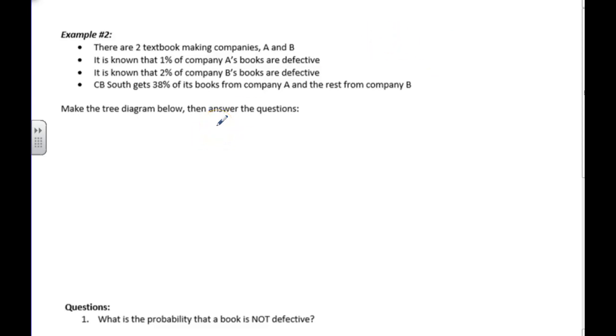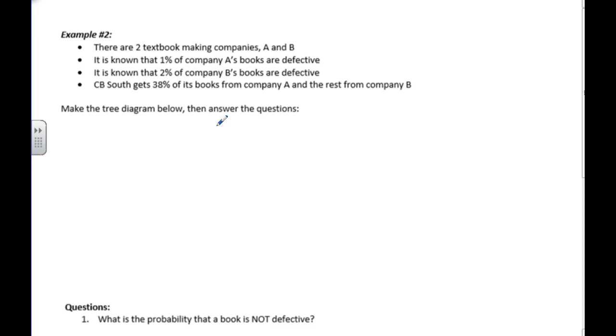Okay, today we're going to look at example number 2 that was on your homework. The problem states that there are two textbook making companies, A and B. It is known that 1% of company A's books are defective. It is known that 2% of company B's books are defective. And the bookstore gets 38% of its books from company A and the rest from company B.